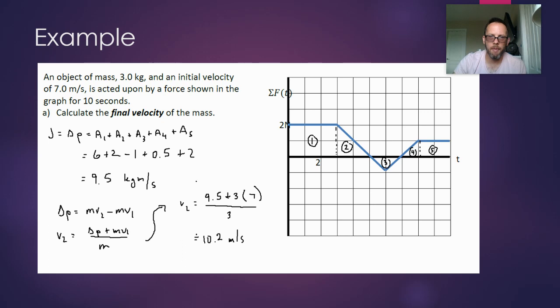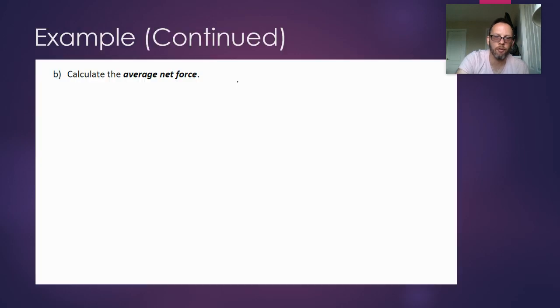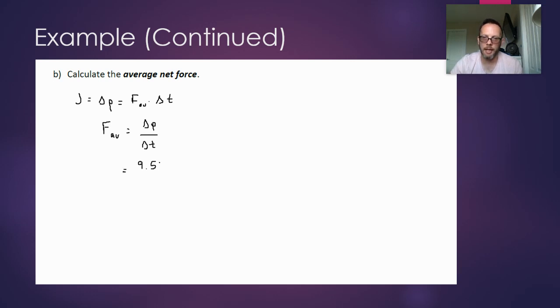All right. Maybe just one little side note here. If you take this change of momentum, let's find the average net force. I didn't do it on that page. So remember, impulse, which is change of momentum, equals average force times time. We now know the change in momentum. So average force is change in momentum over time, which was 9.5 kilogram meters per second, or Newton seconds, divided by the time, which was 10. So we got about 0.95 newtons.